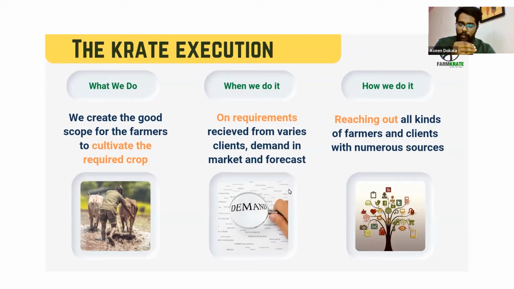We ask the farmers to cultivate the required crop. At the same time, we take the requirements from the food processing companies. We reach them with numerous social media activities around us. And at the same time, we reach the farmers and the merchants around.